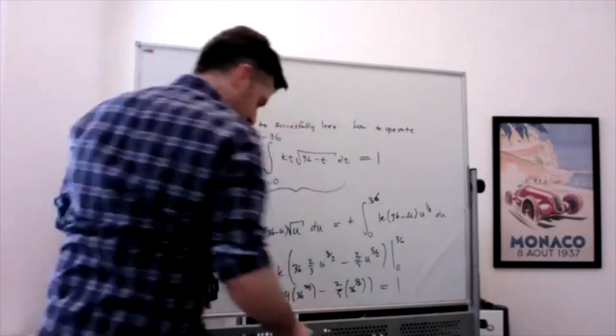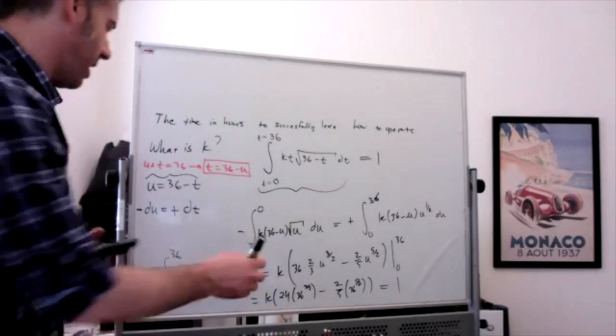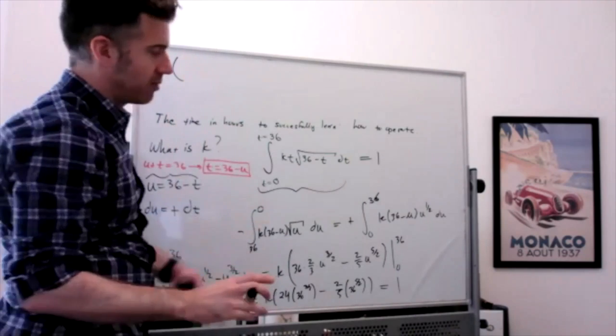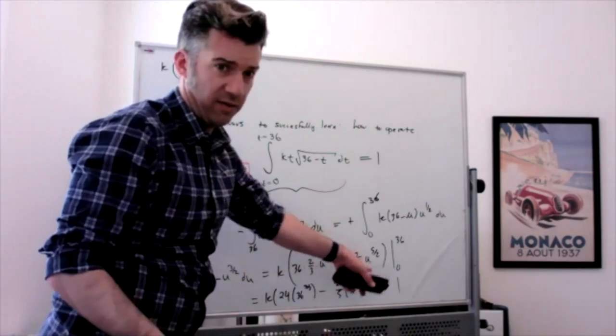We've got k times... oh, I'm sorry, and if we plug in 0, you get 0, right? 0 to the 3/2 is 0, 0 to the 5/2 is 0.